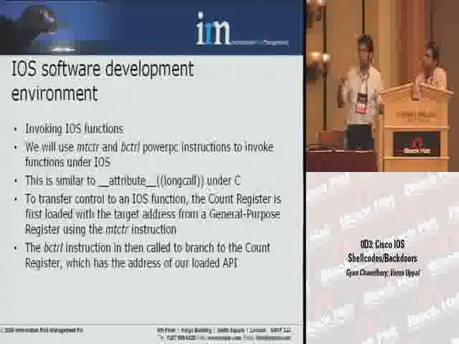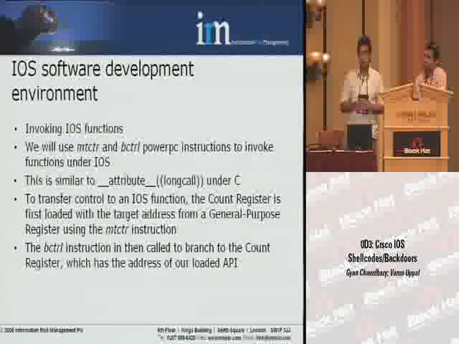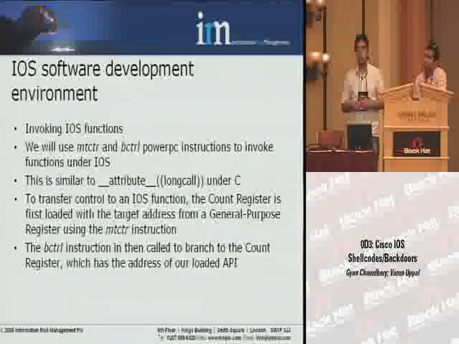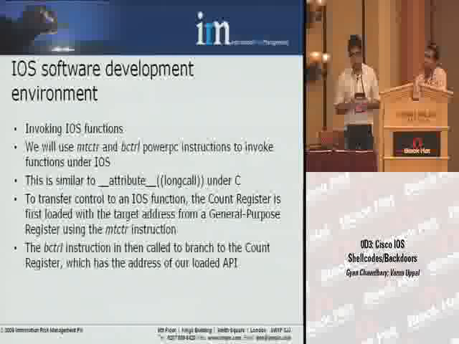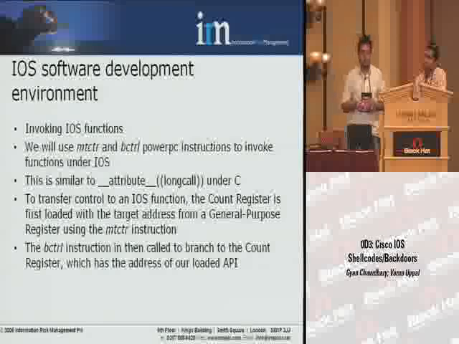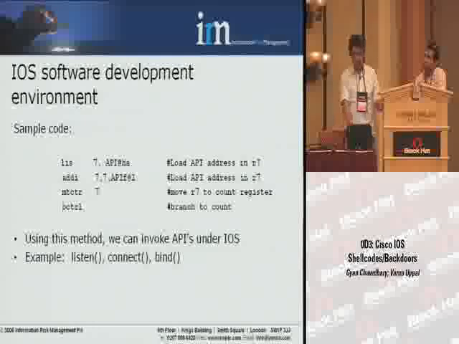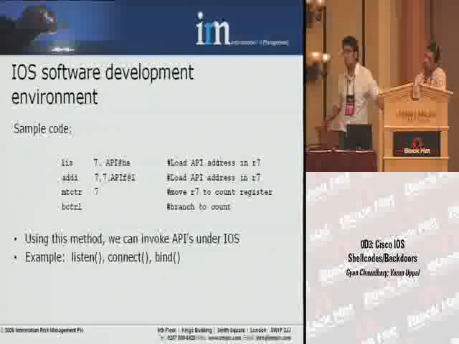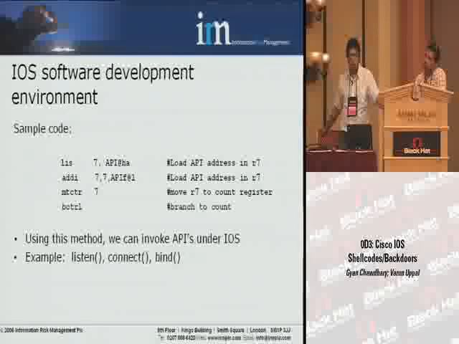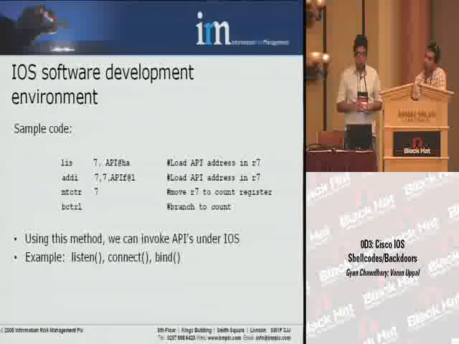It uses the mtctr and bctrl pair, and once you have loaded the address of the API that you want to call, you just give it the mtctr call. What that will do is load the function address in the count register, and then the branch instruction will automatically go to that piece of code. That's how you would invoke a function in iOS. That's just a sample code of how it's done. You break the address typically into high addressing and low addressing, and you load it in any register you want, and then you just call this pair of instructions, and you can call all sorts of functions.